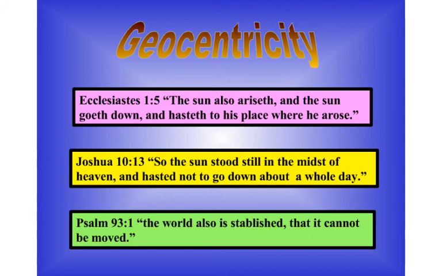They had Ecclesiastes 1:5, the sun also rises and the sun goeth down and hastens to its place where he arose. Joshua 10:13, so the sun stood still in the midst of heaven and hastened not to go down for about a whole day. Psalm 93:1, the world also is established that it cannot be moved. So with these verses, the church said everything revolves around the earth.